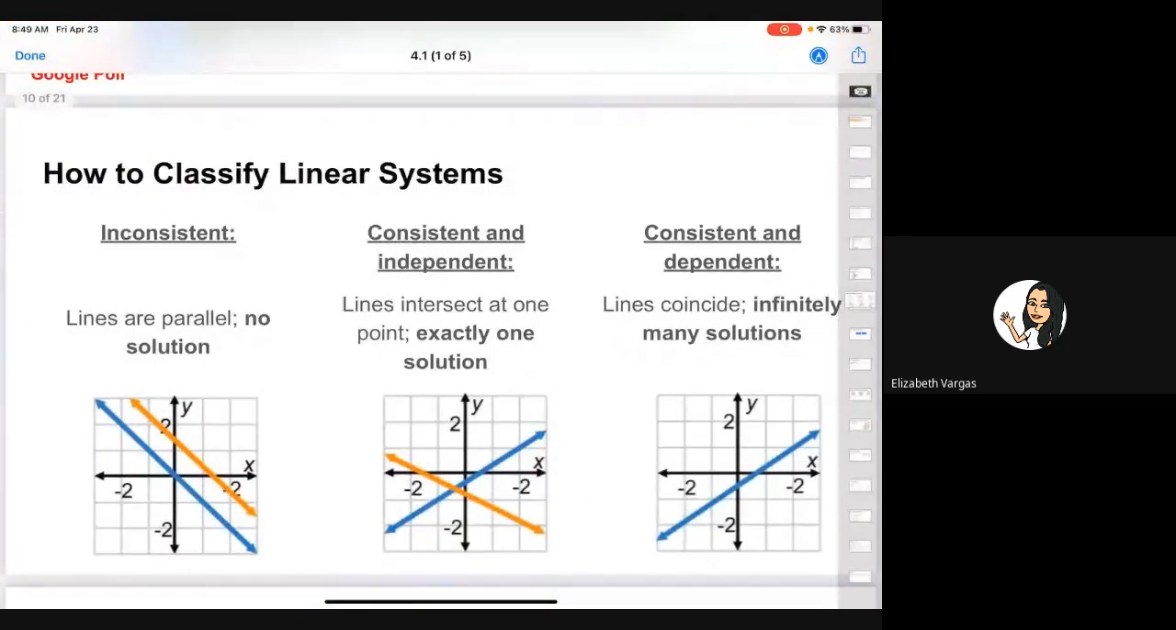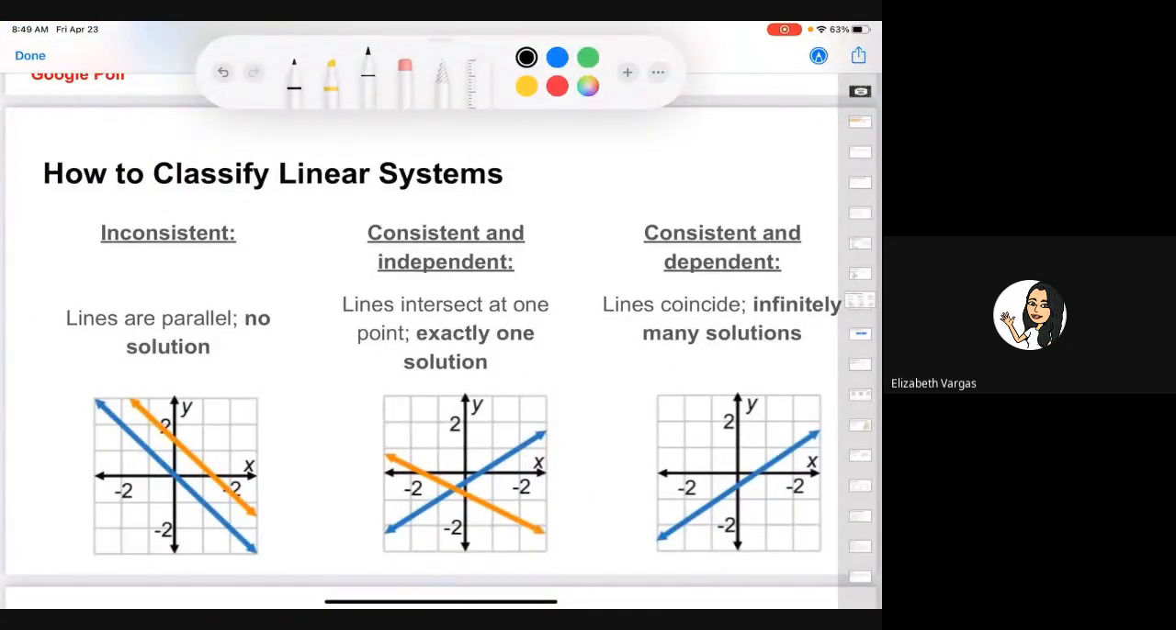Okay, so we also have ways to classify linear systems. We can have an inconsistent linear system, a consistent and independent linear system, and a consistent and dependent linear system. So inconsistent linear systems are going to be two lines that are parallel. Well, if two lines are parallel, we know they never intersect. And so therefore, inconsistent linear systems will have no solution. If they never intersect, then there's never a point of intersection, and so there's no solution.